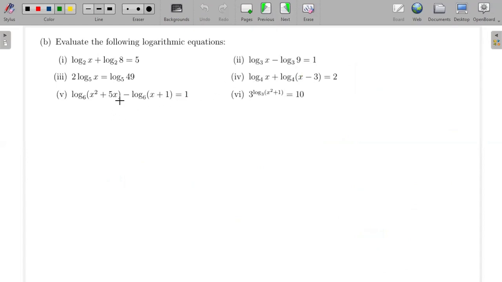All right, so now let's look at part B of question 2. There we were solving questions on exponentials. Now we are going to be solving questions on logarithms, so we need to use the laws of logarithms that we learned.